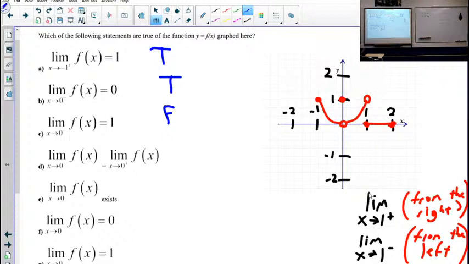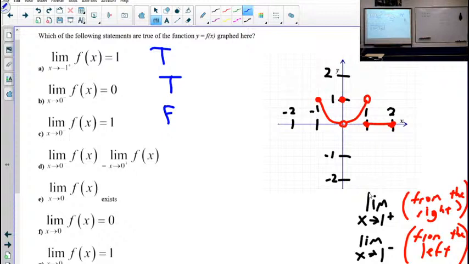So again, asking what the limit is is different from asking what the value of the function is. The limit is asking, if I'm getting very close to that number, what is the area around it behaving like? What are we expecting the value to be ordinarily?